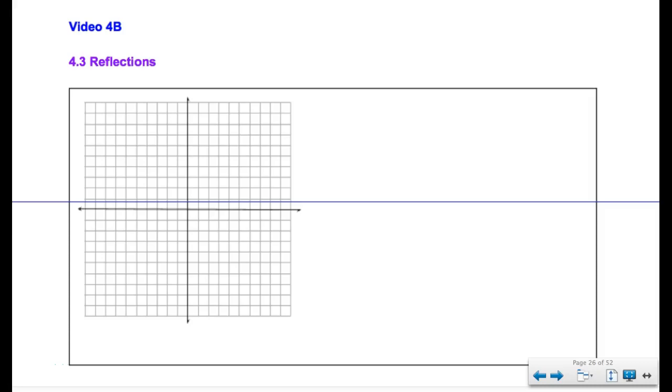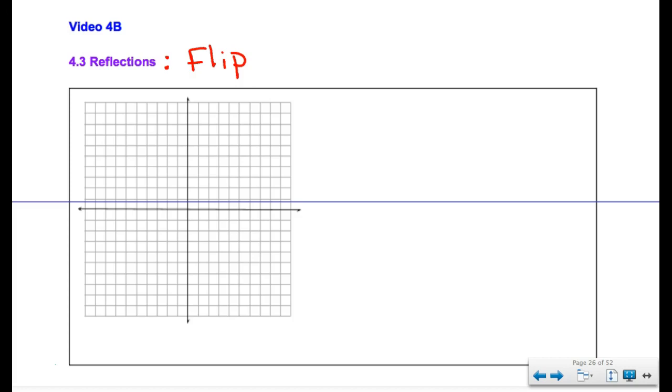Welcome to video 4B, and we're still working with our transformations of geometric figures. We did the translation and the rotation in the previous video, and in this one we're going to do reflections. In layman's terms, a reflection is really just a flip, and you will be told a line over which to flip it.